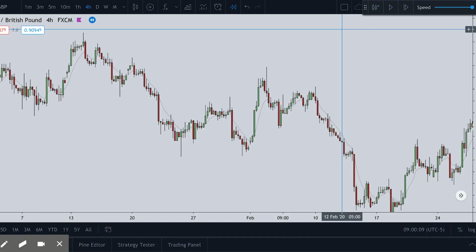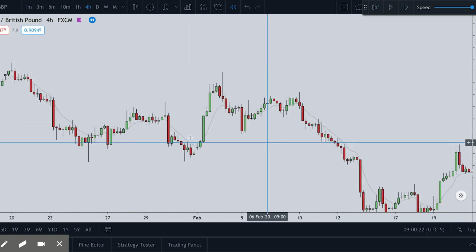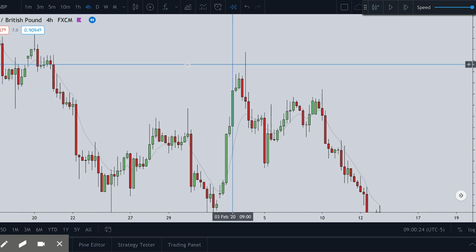Pin bars are another useful individual candlestick pattern that we can find in the market to catch reversal points. That's what pin bars are for. They are basically a large candle. Let me show you an example of one with a very big wick and a very small candle body.